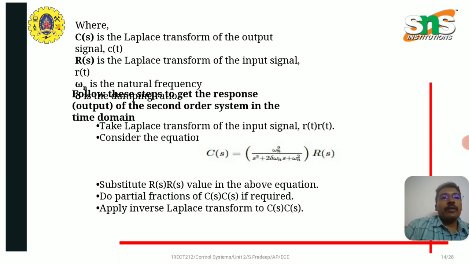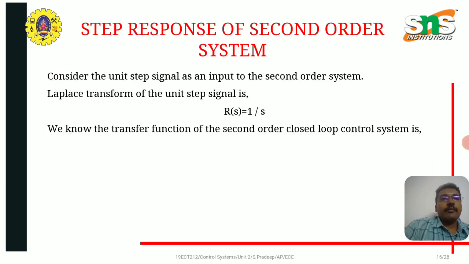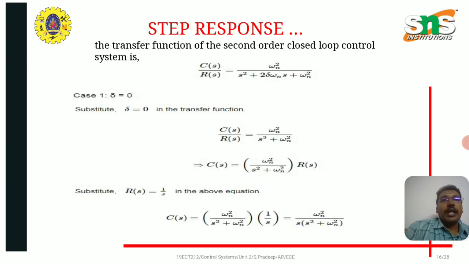Substitute R(s) value in the above equation and do partial fractions if required, and then apply inverse transform. Consider the unit step signal as an input to the second order system. Laplace transform of the unit step signal is R(s) equal to 1 by s. We know the transfer function of the second order closed loop control system. The transfer function of the second order closed loop control system is given in this equation.